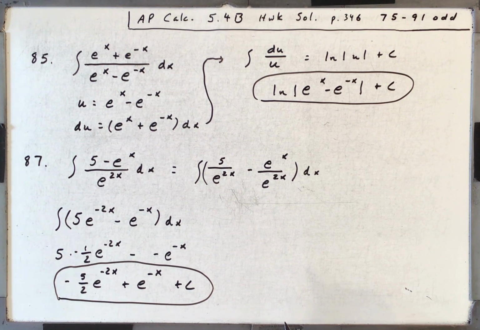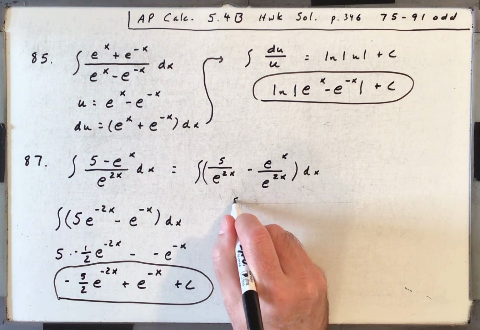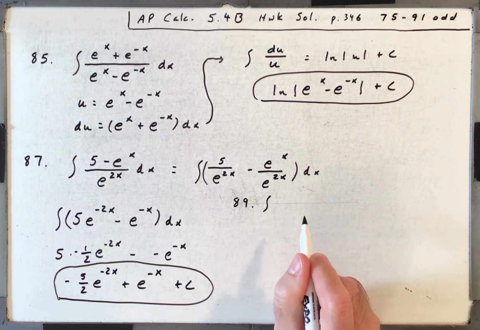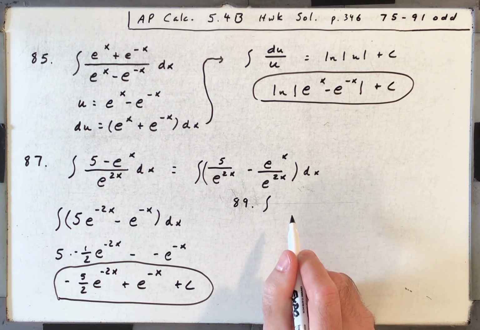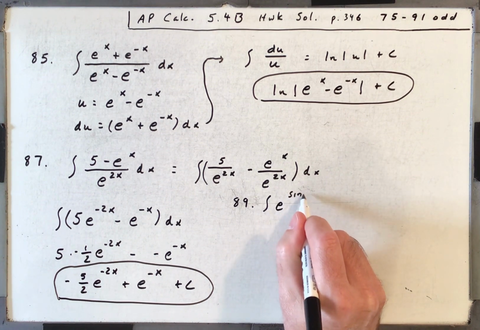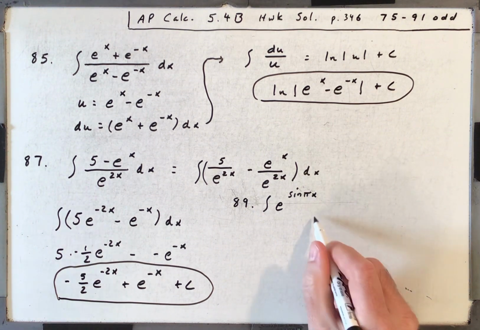Let's see if I can fit 89 on here in this area. I probably should erase, but we're going to give it a go. So 89, we have e to the sine pi x times cosine pi x dx.